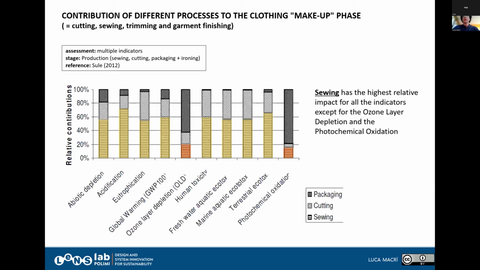And here comes something that we discussed before. So you see that sewing is the most impacting process on all the indicators, but not on ozone layer depletion and on photochemical oxidation. So in theory, you cannot decide if it's better, because you don't know if ozone layer depletion is much worse than all the other indicators put together.